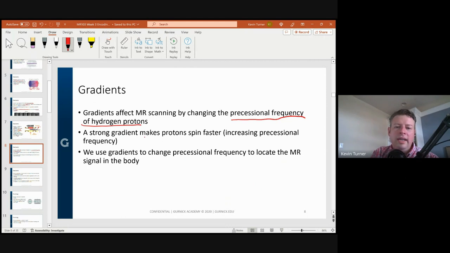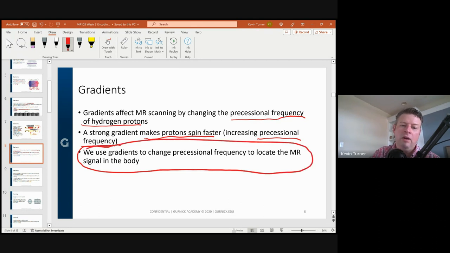So strong gradients make proton spins faster, increasing precessional frequency. It doesn't say it in here, but weak gradients make proton spin slower, decreasing precessional frequency. We are using these to locate the MR signal in the body. That's the idea of encoding.